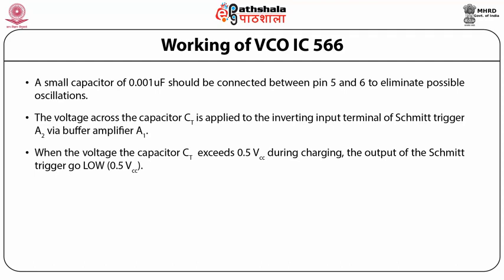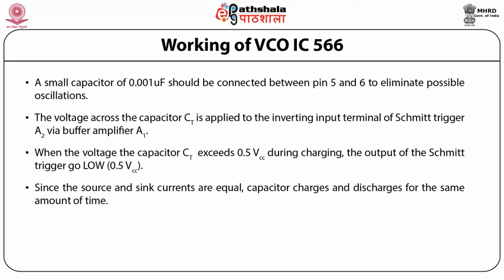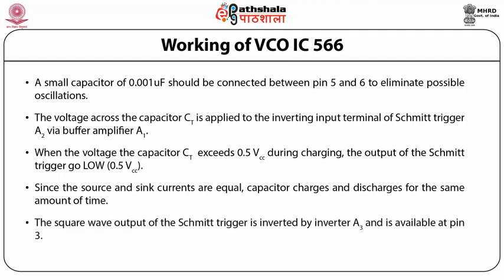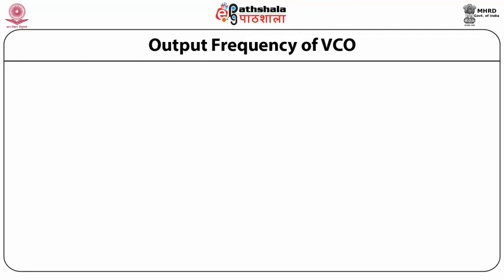Schmitt trigger goes high. Since the source and sink currents are equal, the capacitor charges and discharges for the same amount of time. So this gives a triangular voltage waveform across CT, which is also available at pin 4. The square wave output of the Schmitt trigger is inverted by the inverter A3 and is available at pin 3. The inverter A3 is basically a current amplifier used to drive the load. Let us now discuss the output frequency of the VCO.